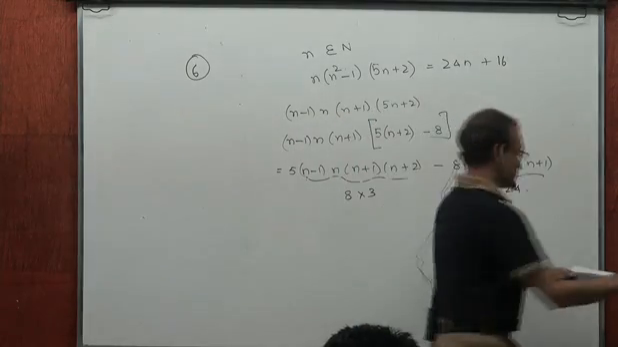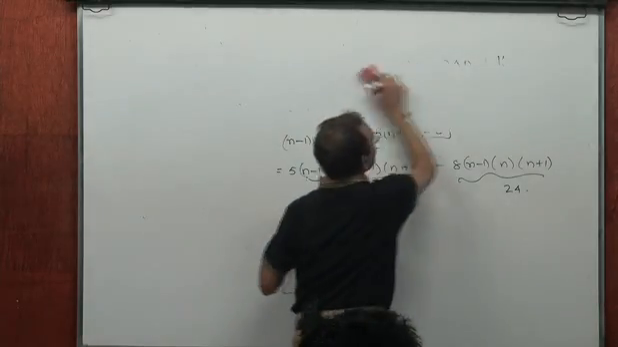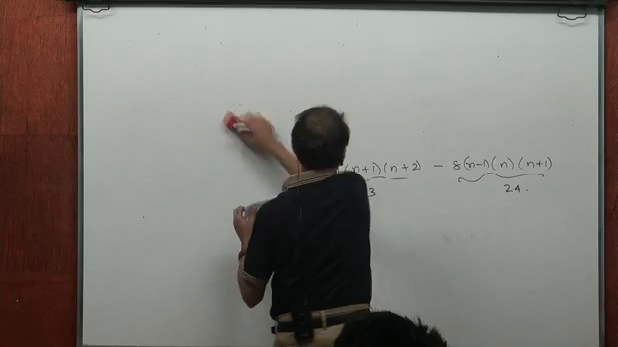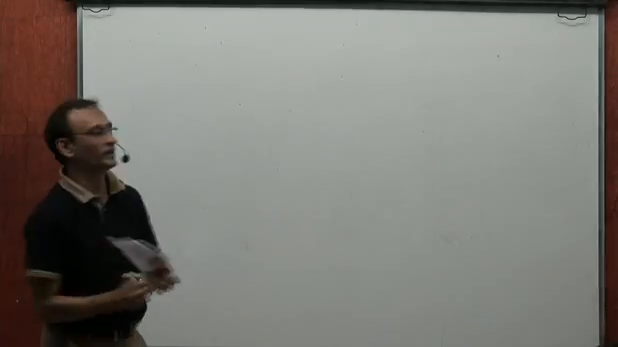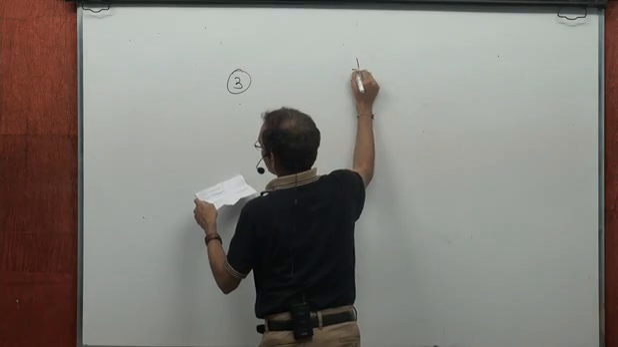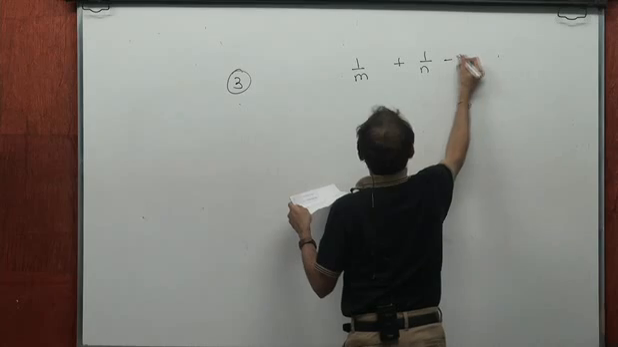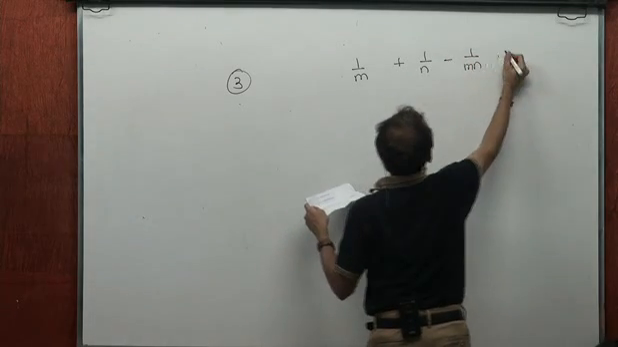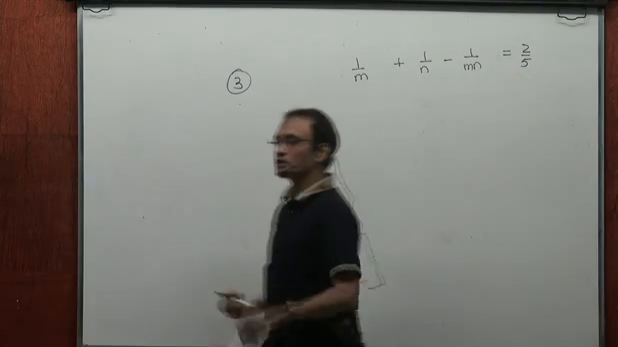Clear now? Let me look at the third factorization, the third inequality thing, which this time is a combination of factorizing and inequalities. So the third part: m and n are distinct natural numbers, and 1 by m plus 1 by n minus 1 by mn is 2 by 5. M and n are distinct natural numbers.